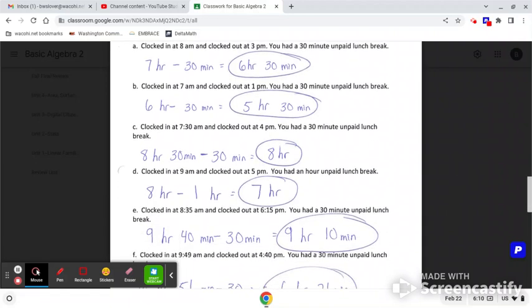So we clocked in at 8 a.m., clocked out at 3 p.m. So our elapsed time is 7 hours. From 8 a.m. to 3 p.m., our elapsed time is 7 hours.